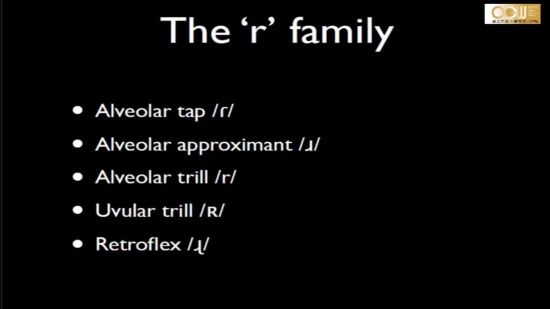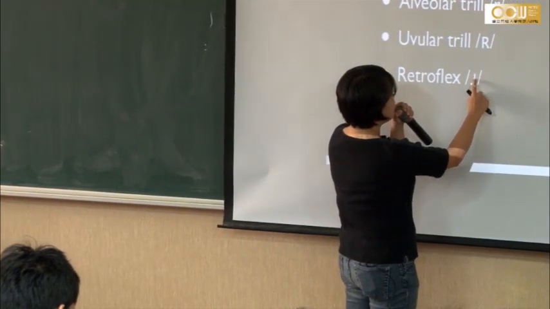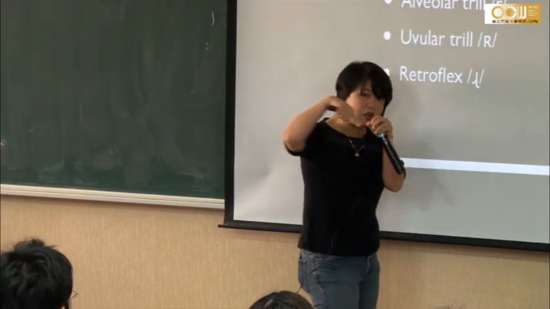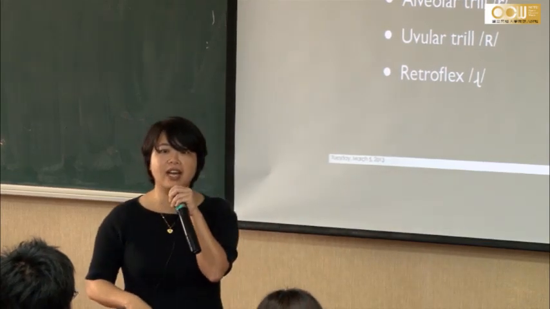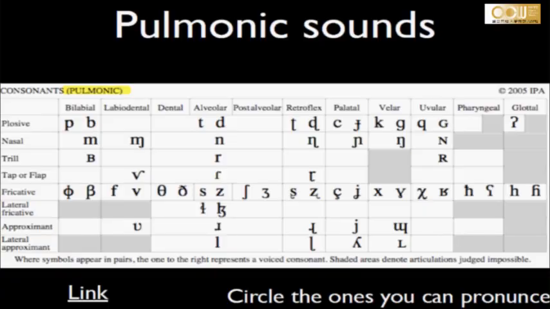And then for uvular trill, it's the capital R. Okay? And then for the retroflex, r. It's the upside down R with the hook. All the retroflex are labeled with the extra hook. You can see that on your chart. Okay? That's for this pulmonic sounds.